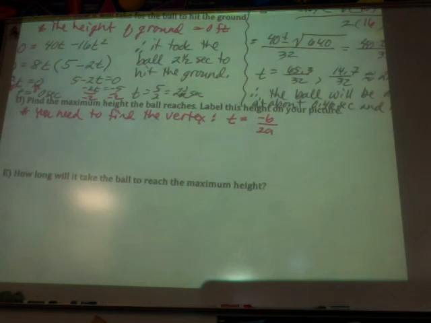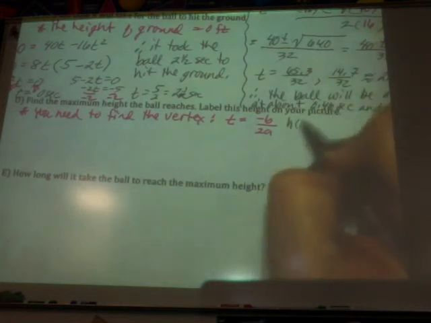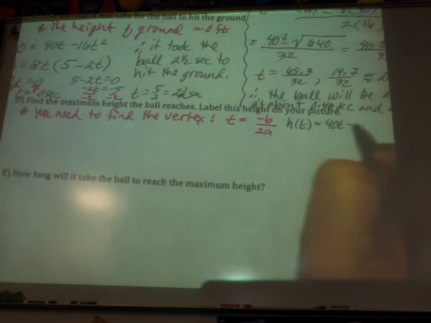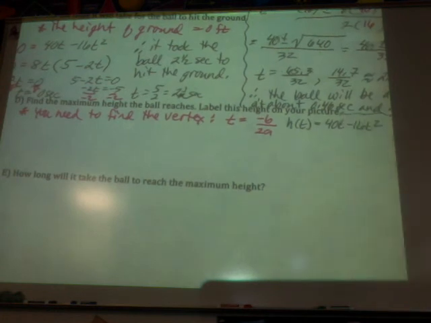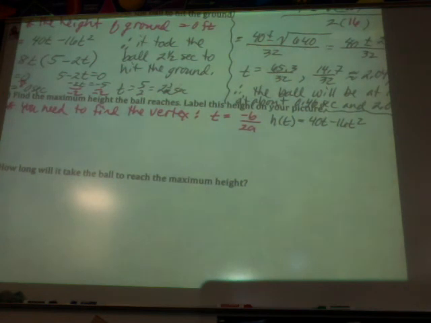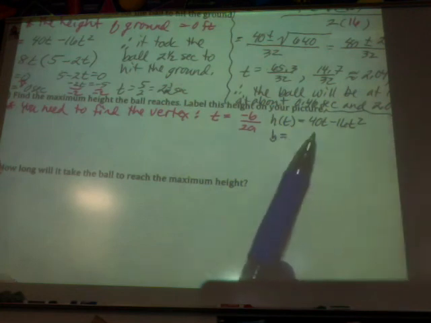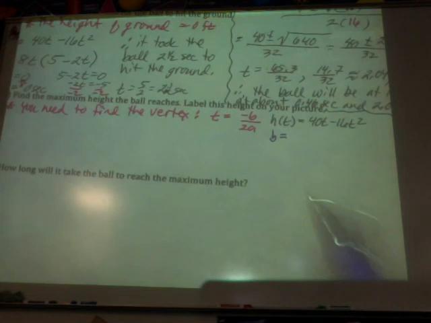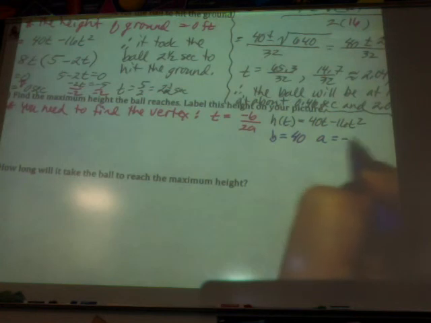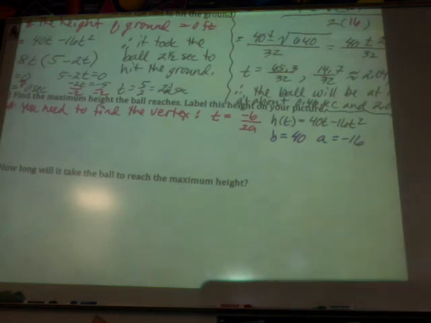So looking at the original equation, we have h of t is equal to 40t minus 16t squared. What's b? Be really careful. B is the coefficient of the non-squared term, so in this case, the t term. So b is 40. They're out of order, right? And so that means that a is what? The negative 16. So make sure you get that sign in there that it's negative.